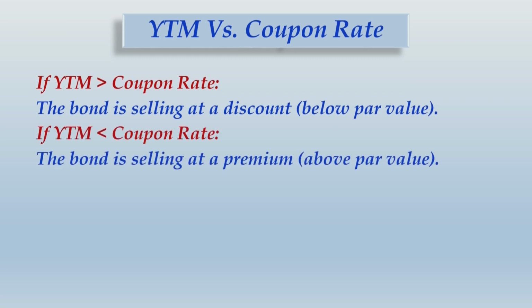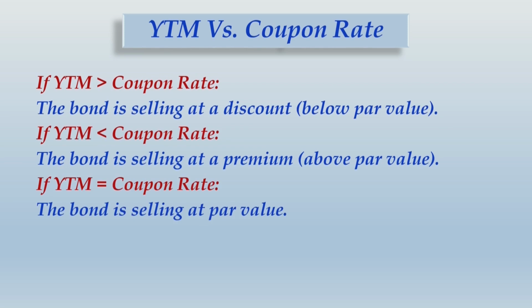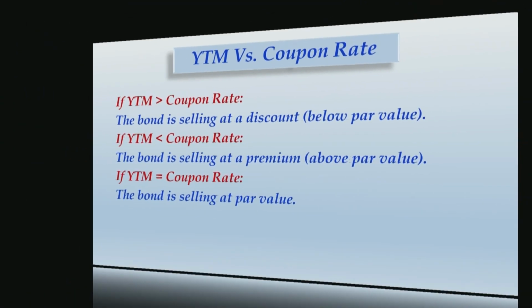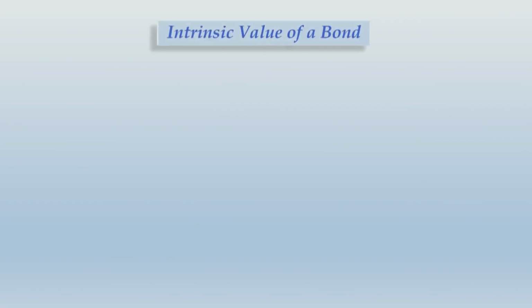If YTM is less than the coupon rate, the bond is selling at a premium, that is, above the par value. If YTM is equal to the coupon rate, the bond is selling at par value. Alright friends, once you have completed writing these lines, let us move ahead and write further.